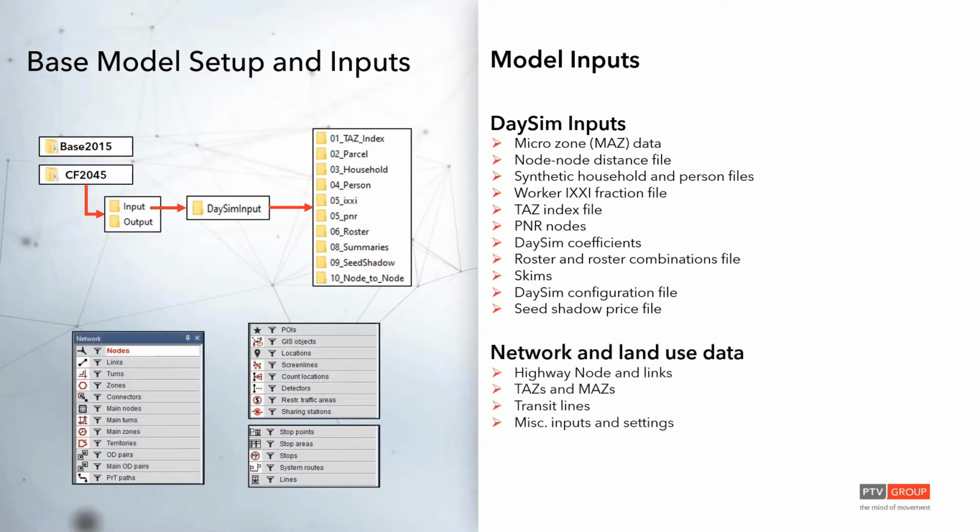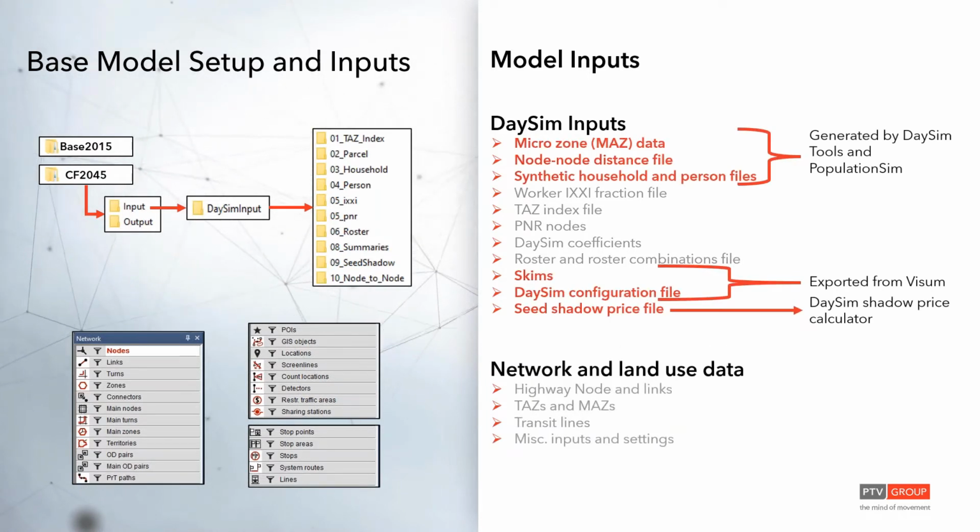Okay, so those are DaySim inputs, and then all the other inputs, which include the land use data, network, transit lines, and various miscellaneous inputs for auxiliary models or settings and other things. Everything else is stored in the Visum version file.